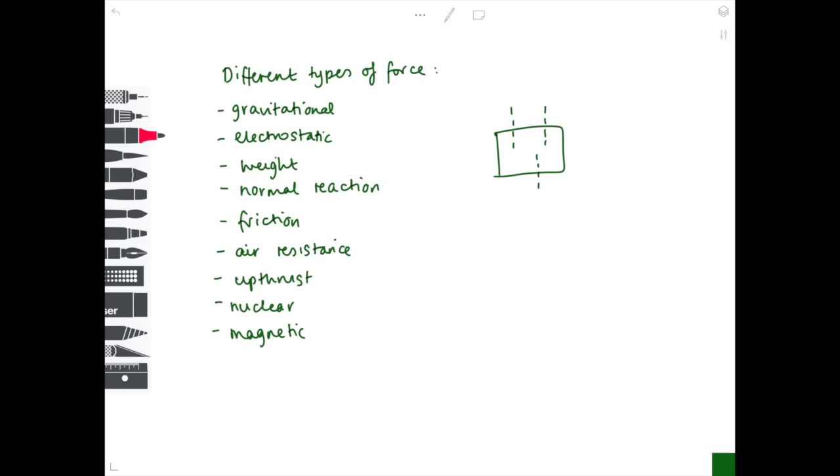Upthrust, this is when we're talking about water. So for example, a boat sitting on water, although its weight is acting downwards, there's the force of the water pushing back up, so it's the equivalent of the normal reaction force, so we call this upthrust. And if weight and upthrust are equal, then we know the boat will float. The nuclear force is, as the name suggests, to do with the nucleus of atoms, or the nuclei of atoms, and it's the strong attractive force between the protons and the neutrons within the nucleus that helps hold the nucleus together.